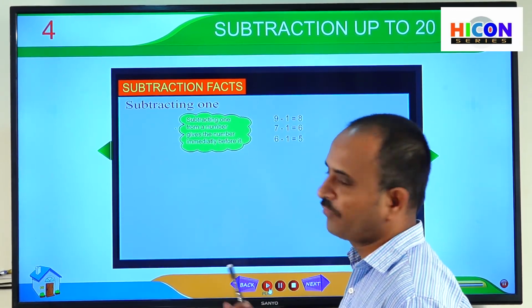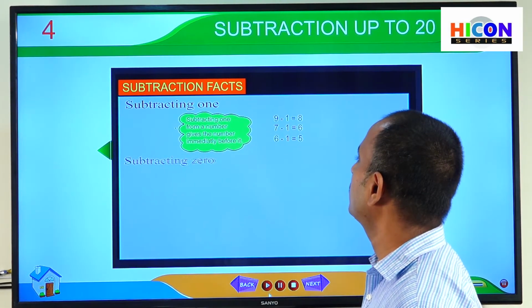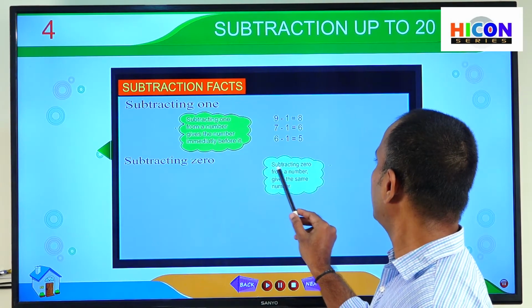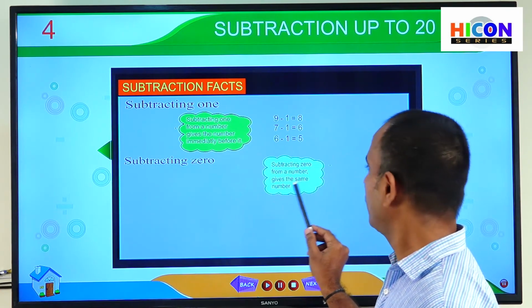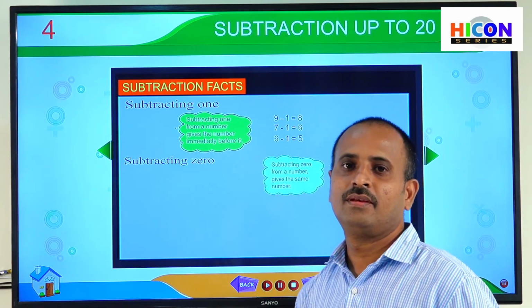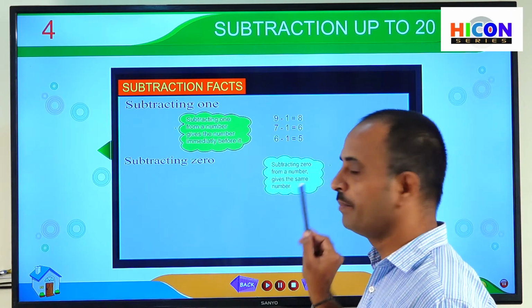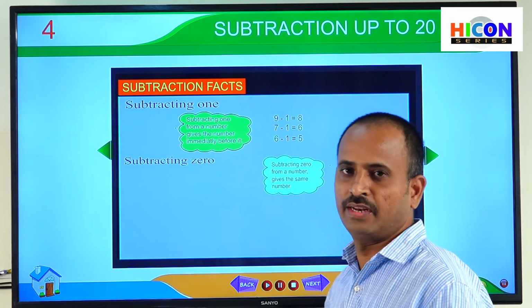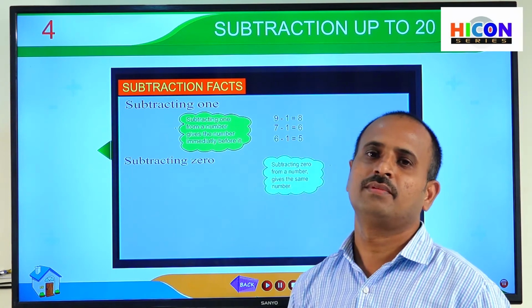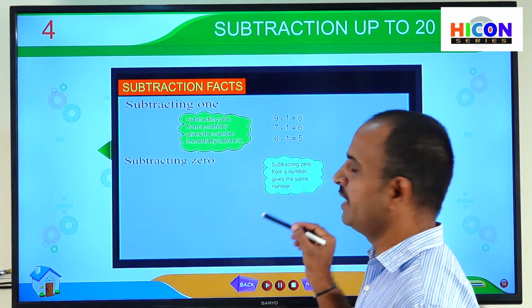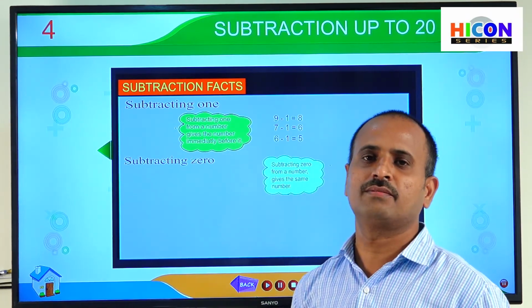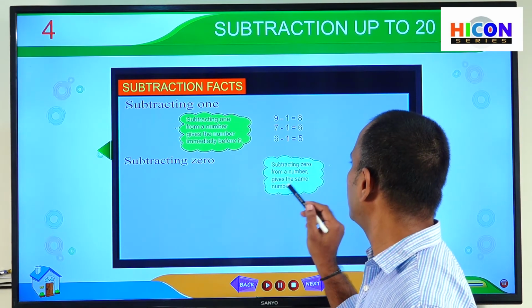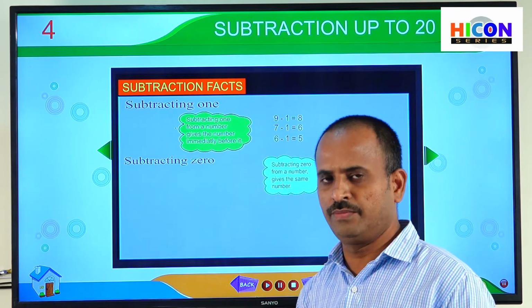So see the next fact. The next subtraction fact: subtracting 0. Subtracting 0 from a number gives the same number. That means if we subtract 0 from the number, we will get the same number. Subtracting 0 from a number means there is no subtraction. So that's why the answer will be the same number. If we subtract 0 from the given number, again we will get the same number.